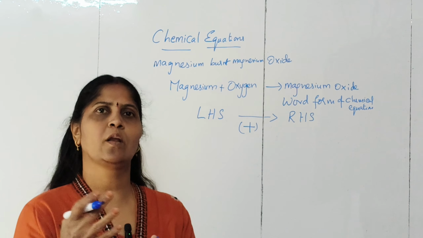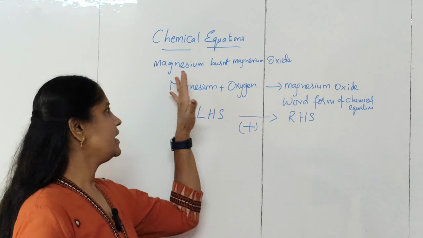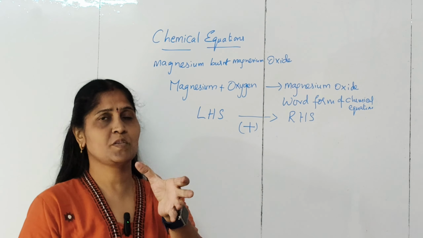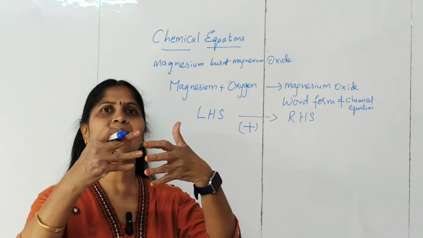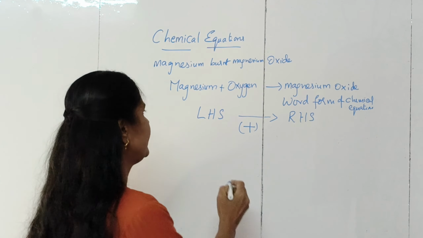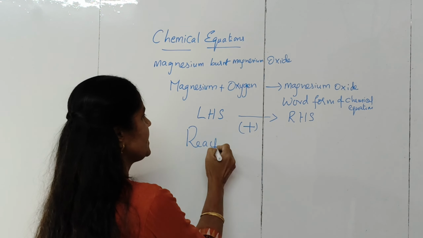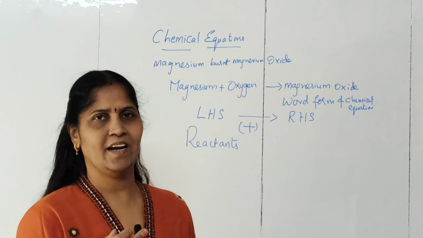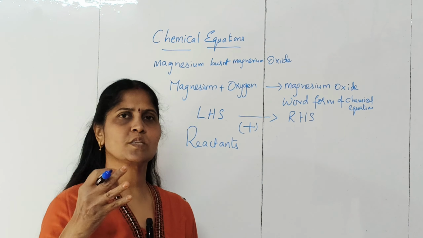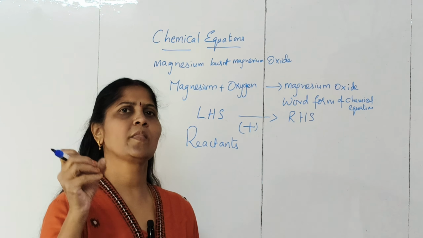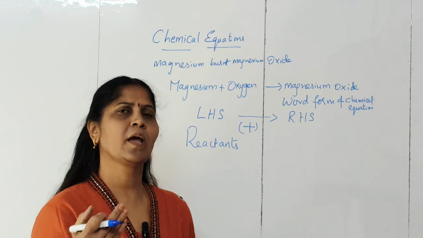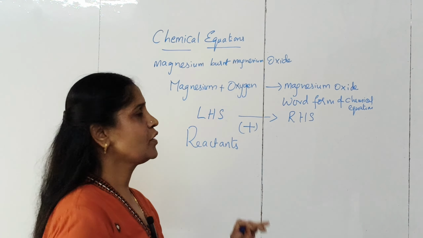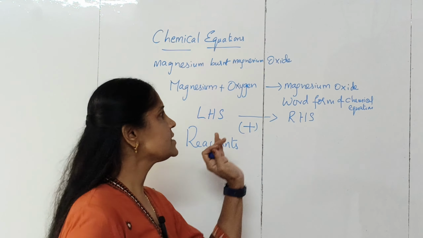Now let us understand what all this means. On the left hand side of a reaction, we depict the substances which react together, and those are called reactants. Those substances which mix together and react together to produce a new substance with different properties are called the reactants. So on the left hand side we have the reactants.